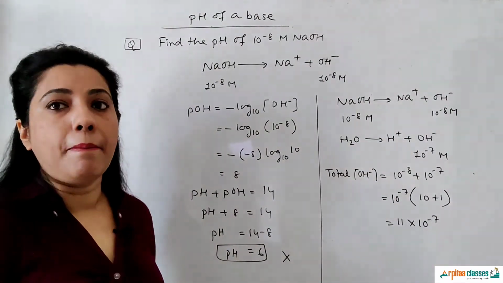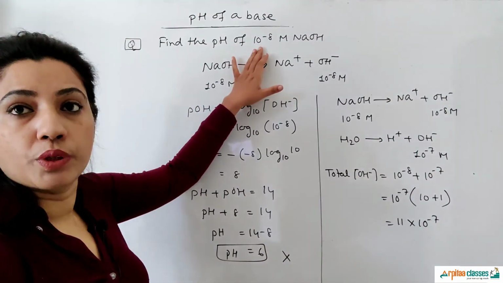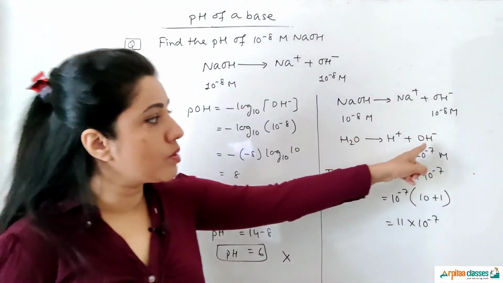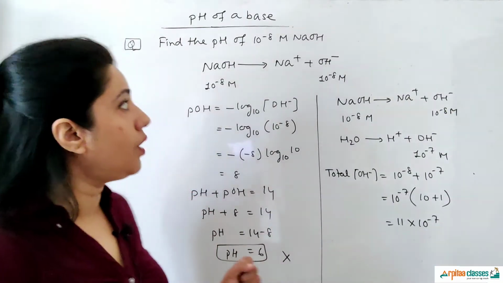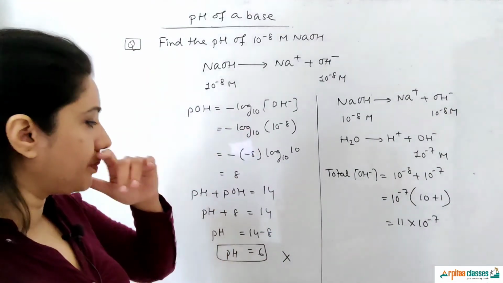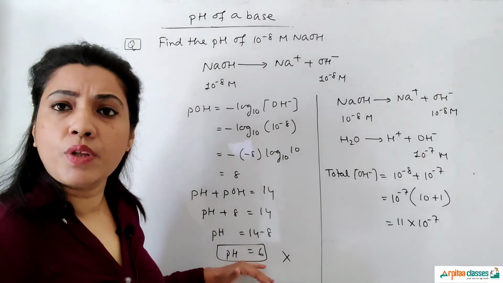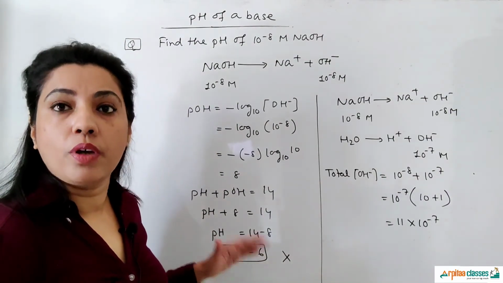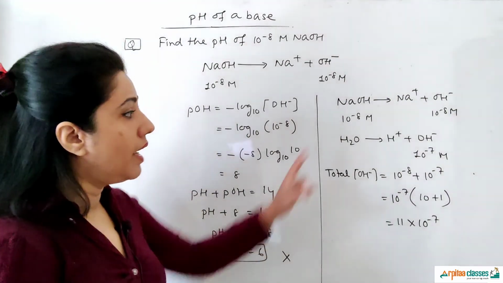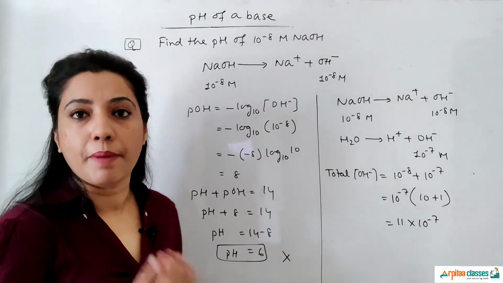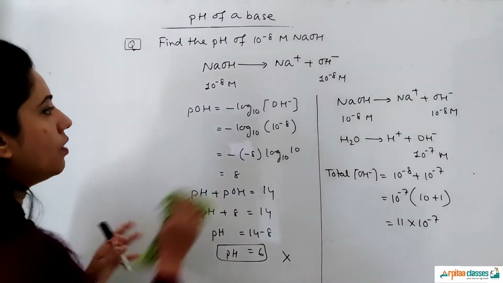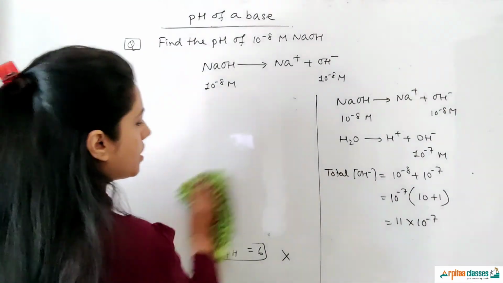So you need to remember, if the solution is very, very dilute, then we have to consider the OH minus which is coming from water as well, because there is a lot of water. And also NaOH is a strong base, so the pH cannot come below 7. So if you are getting the pH below 7, then you need to understand that we have to take the OH minus coming from water. Now let us see what is the pH of this solution.